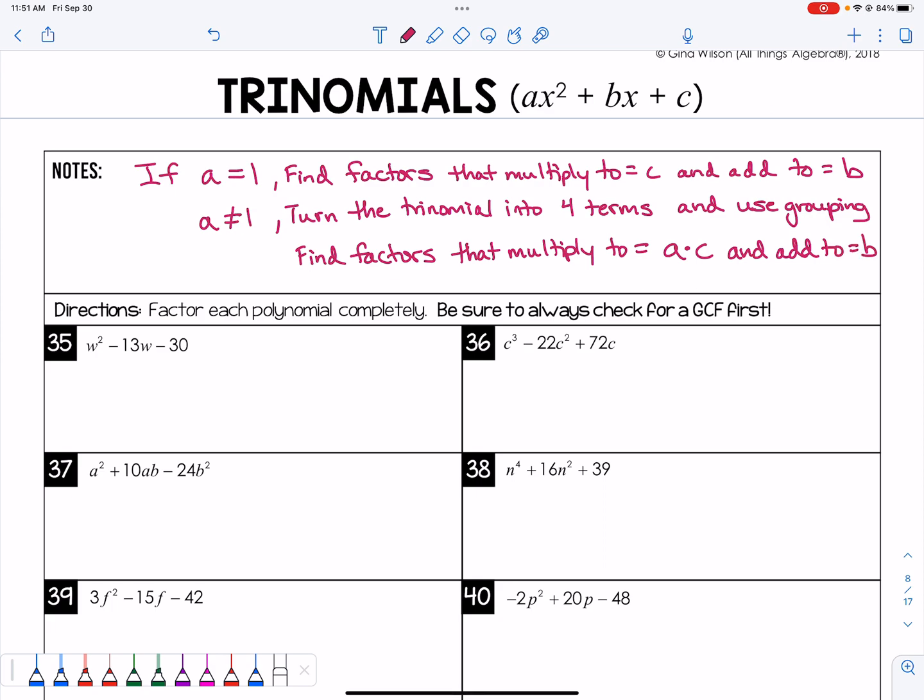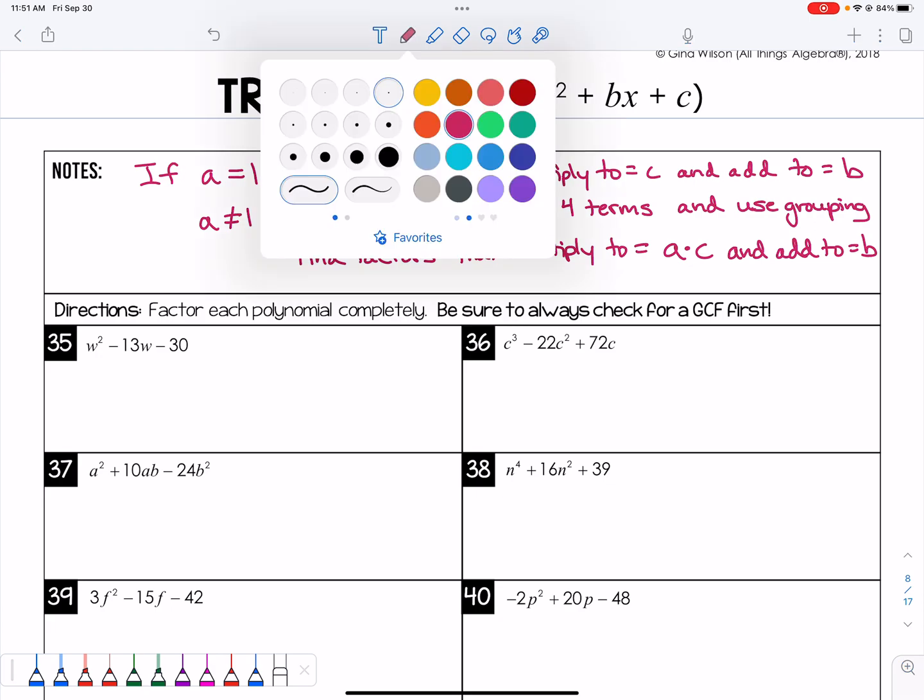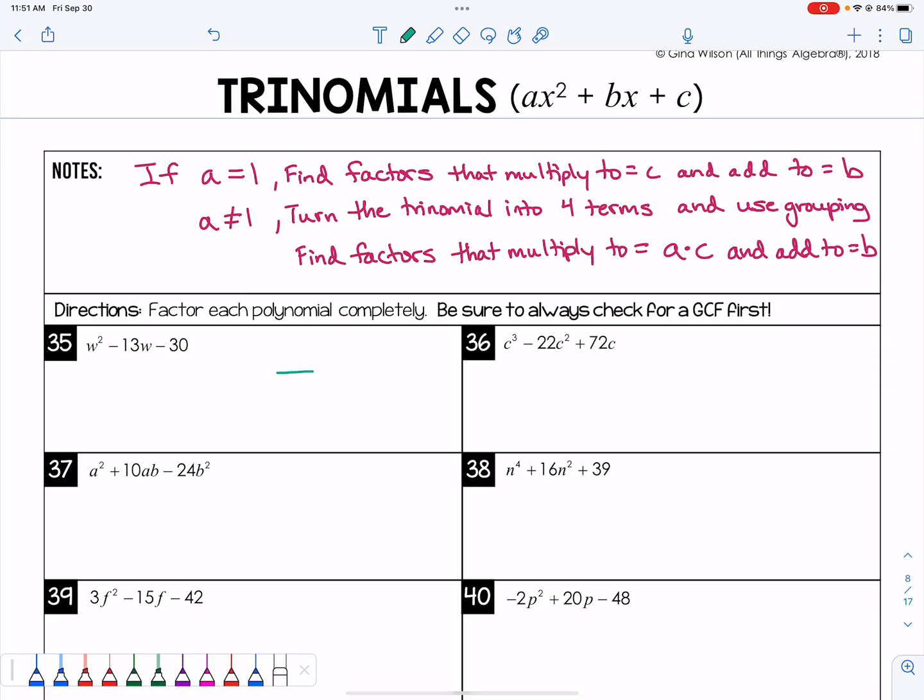So let's look at some examples. Number 35 says w squared minus 13w minus 30. All right, so we need to find factors because I see a equals 1, so this is the easier type that doesn't require grouping. We need to find 2 numbers that will multiply to give us c, which is negative 30, and add up to give us b, which is negative 13. So to multiply to get negative 30, I see negative 15 times 2 would help to multiply to get negative 30. And those 2 numbers will also add up to negative 13.